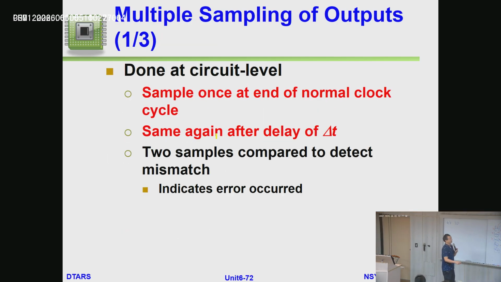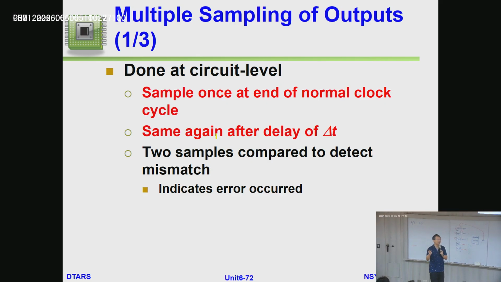Okay, let's talk about some circuit level implementation. If we want to check whether a hardware module's output is correct or not, how can we implement the time redundancy based methods? So now I will introduce one example of circuit level implementation. The idea is also very simple, but we need to think about how to implement it. The idea is that every time we compute the output of the module, we do it a second time and sample the output after a delay of delta t.